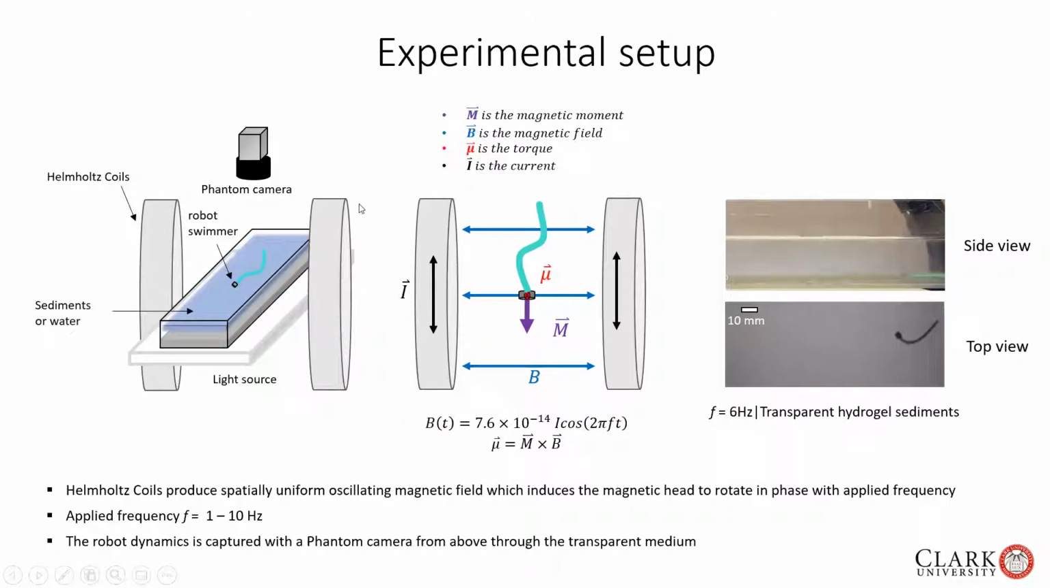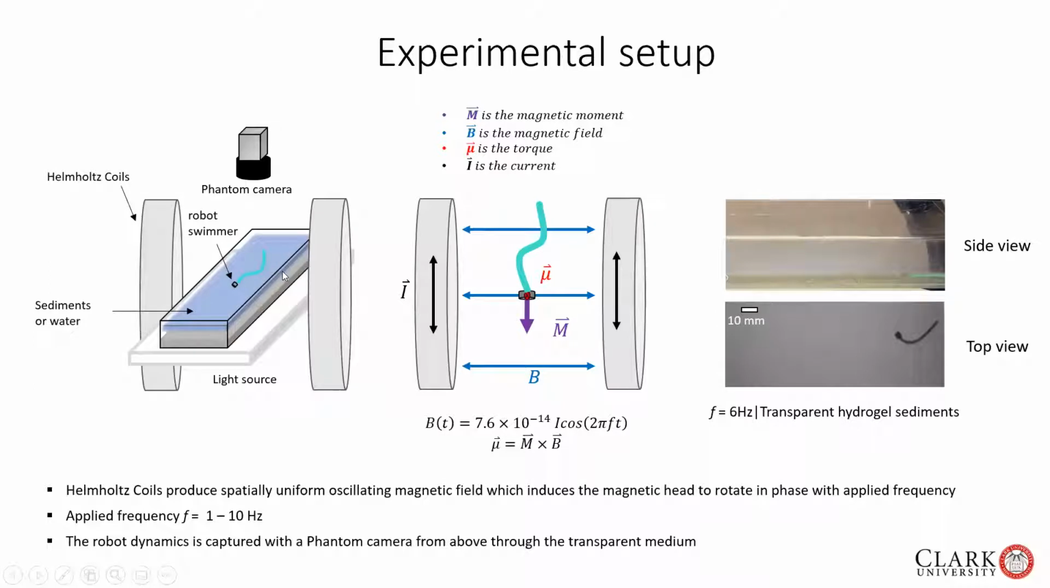So how does the actuation mechanism work? From left to right, this is the experimental setup of the system. We have a pair of Helmholtz coils, a light source, which illuminates our system from the bottom, and a high-speed camera, which captures the bird's eye view of the system. We have a container with the sediment and water inside. The sediment depth, like we said before, is about 0.5 to 2 centimeters deep.